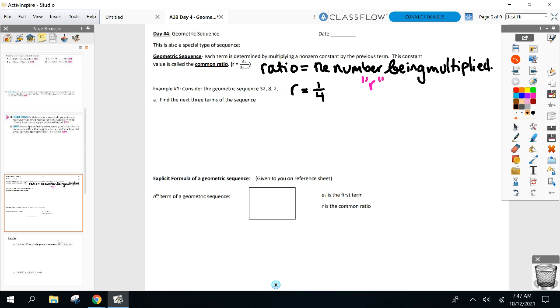So you guys right now, I have 3 terms there. Let's find the 4th, the 5th, and the 6th, the next 3 terms for me. Go ahead. Now you know what to do with that 1/4. Leave it as a fraction if you can. If not, that's fine too.